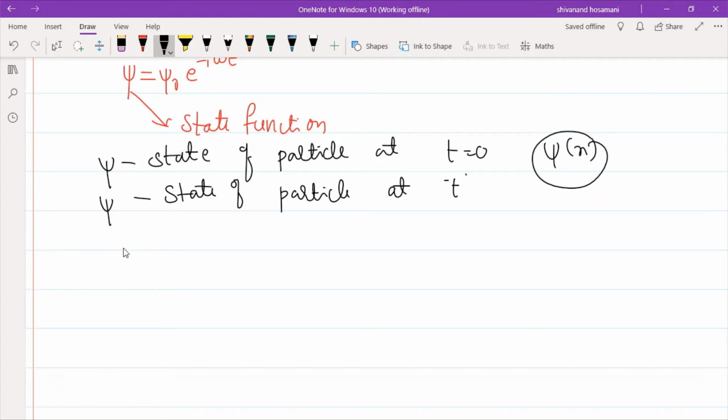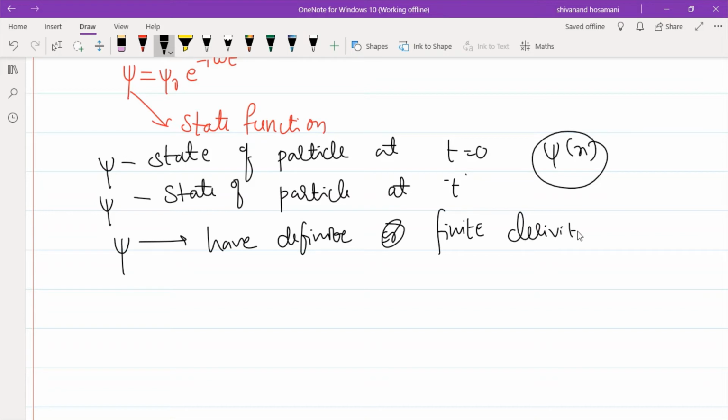And what its properties are: mainly this wave function or state function always has a definite or finite derivative. Actually here we define everything in terms of partial derivatives, meaning it should possess a finite partial derivative.